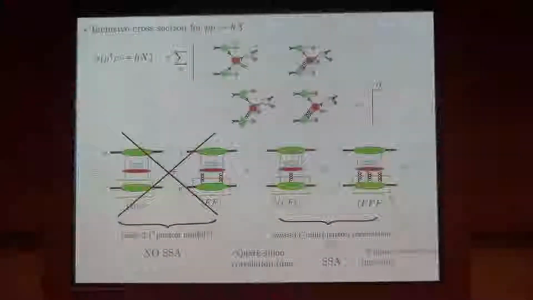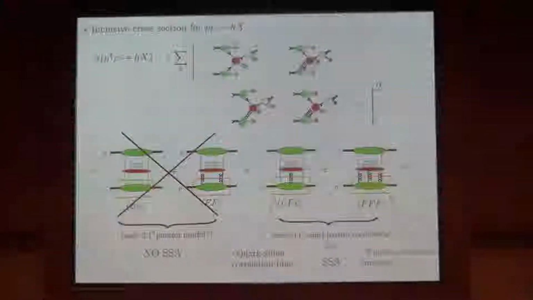Even though this is twist 3 and so it is suppressed, suppressed means it is of order 1 GeV divided by some large scale. But if that large scale is in the region of a few GeV, it's not completely small, so this is also leading. In the second part of my talk, I will focus on this contribution. In the third part of my talk, I will focus on this contribution.